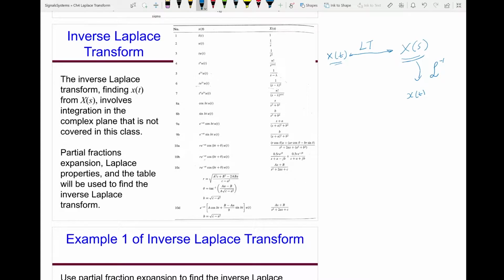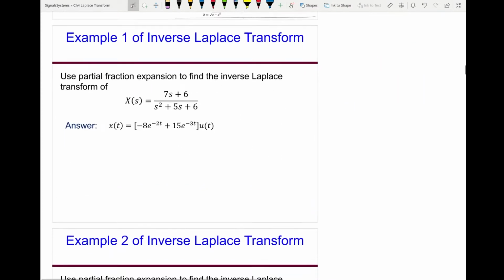First, we take the signal x of s and break it down into simple functions such that each one will be one of the functions in the table. Then we use the table to go back from x of s to x of t. And how do we break this signal into simpler signals? We use the partial fraction expansion. So let's look at how the partial fraction expansion works by example.